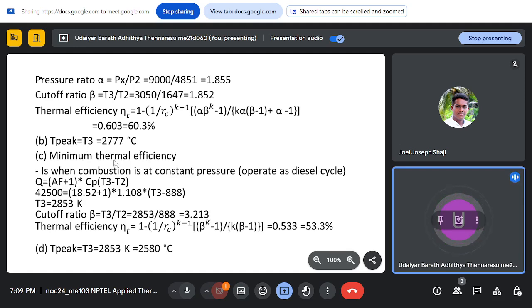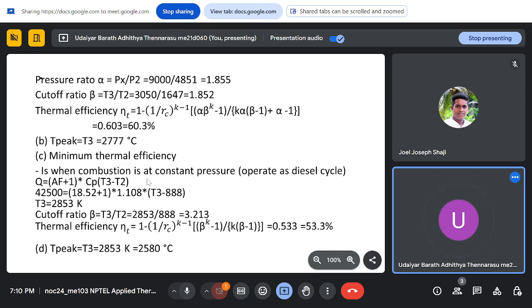Next is minimum thermal efficiency. If you remember in the comparison problem, for the same compression ratio, Otto cycle gives you maximum efficiency, then comes dual, then comes diesel. So diesel will have the minimum efficiency out of the three. So to operate at minimum thermal efficiency, it has to operate as a diesel cycle, and combustion will happen at constant pressure.